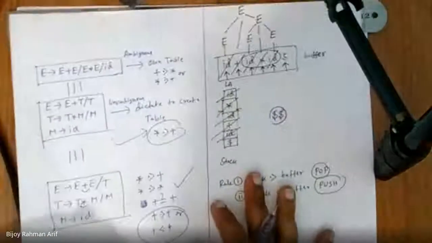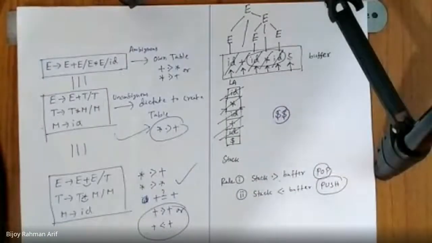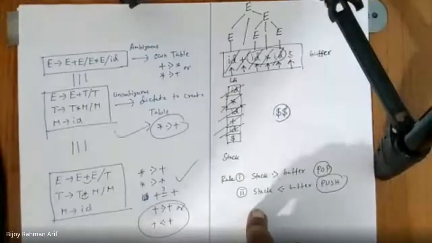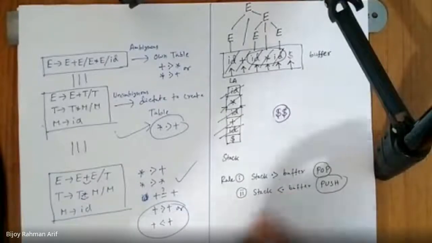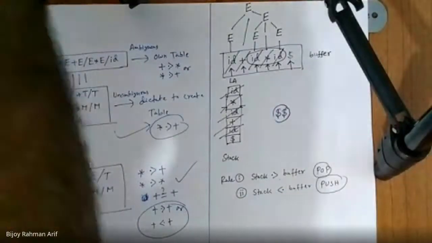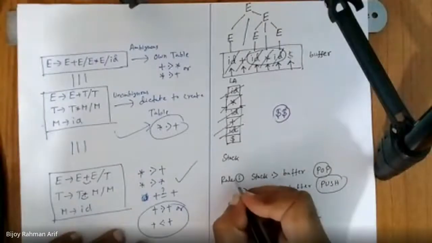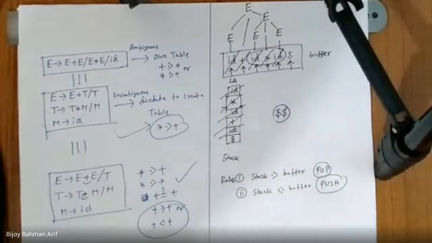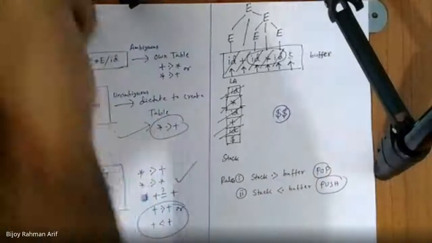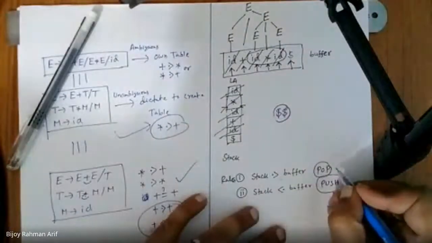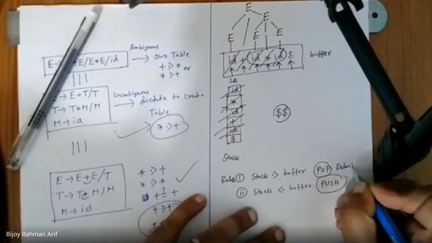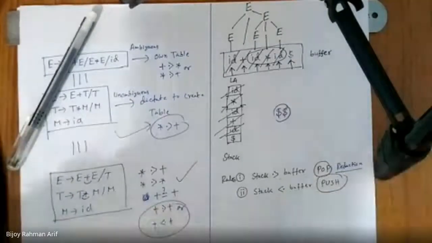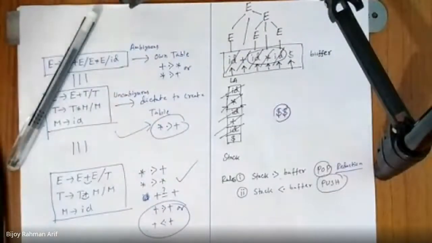Do you have any questions? So when does the reduction take place? The rule is already written here. Whenever there is a pop, there is a reduction. A pop here means reduction. Whenever a pop happens, it is going to find out the possible reduction. Understood? Okay, sir.